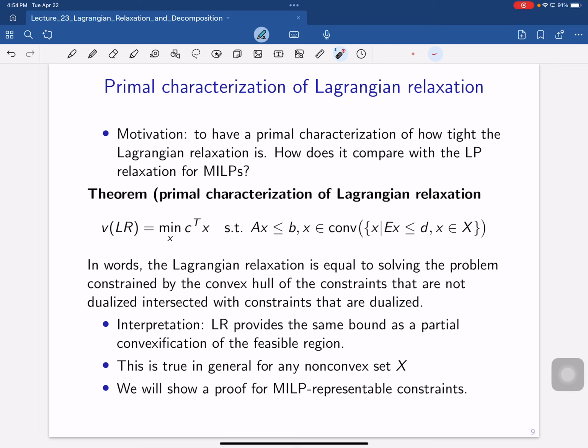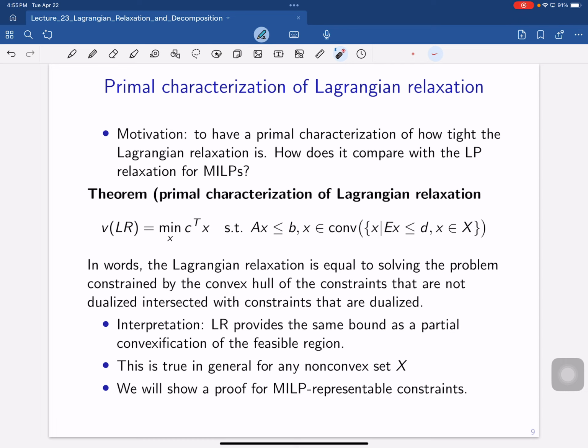Or maybe you want to answer questions like, how does it compare with the linear programming relaxation for MILP? You construct a Lagrangian relaxation, and now you may be wondering how good is this relaxation. Is it better than the LP relaxation, or is it worse? So now let's show a theorem which gives you an idea of how tight this Lagrangian relaxation is.